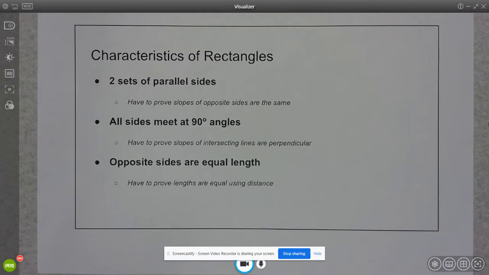So we have two sets of parallel sides, and then adjacent sides, or sides that are meeting at the vertices, need to meet at 90-degree angles. So we have to prove different information about slopes. And then the opposite sides of our rectangle also have to be equal length. So that's what we're going to do.